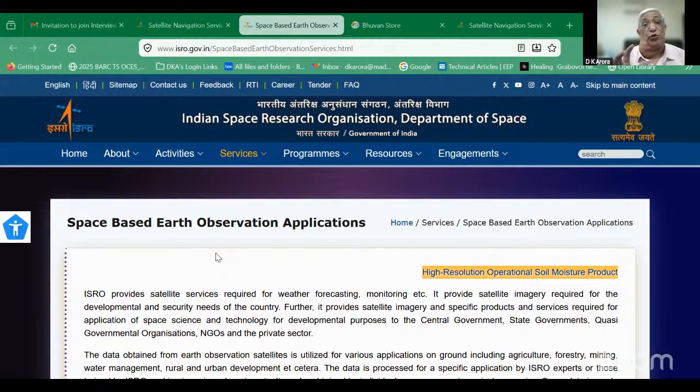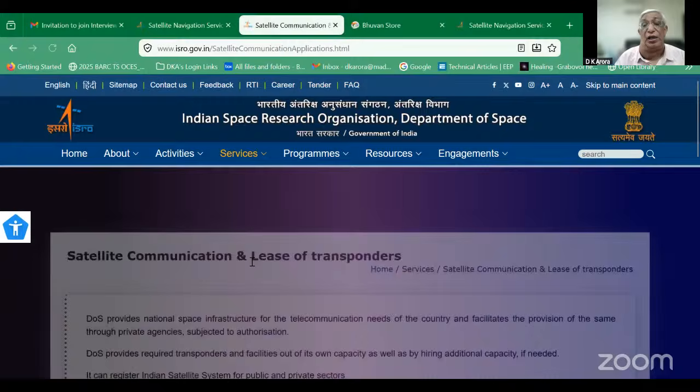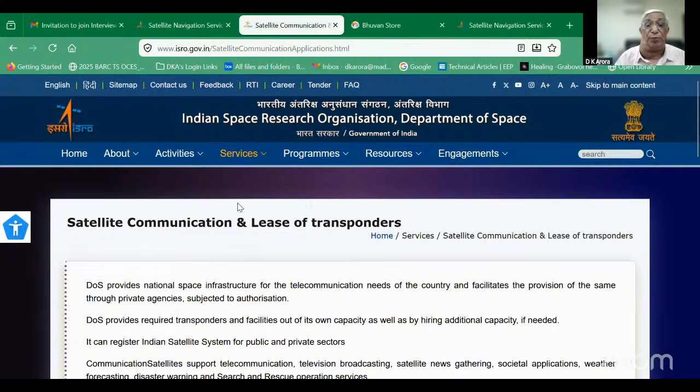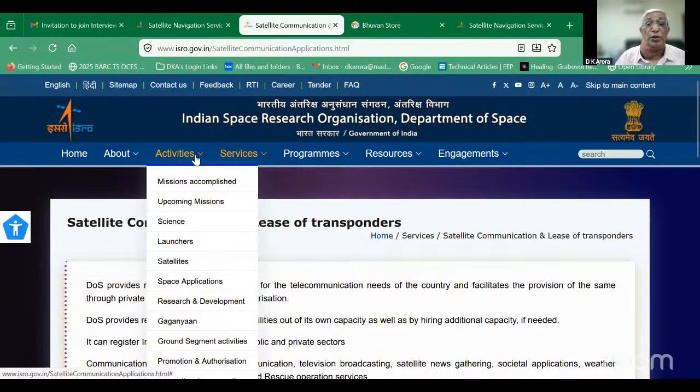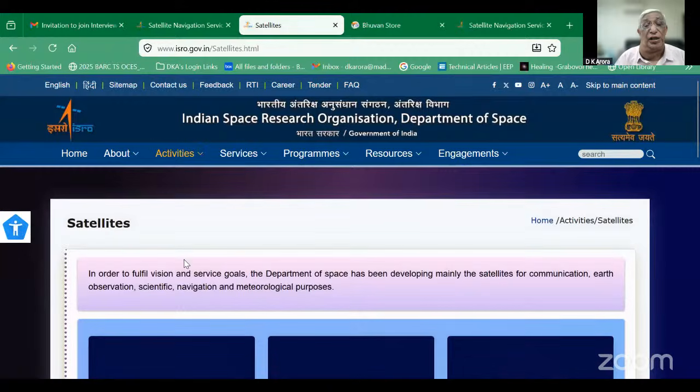The website of ISRO, when you visit, you will notice that there are different tabs. Under the head services, it is giving a list of the services which are being rendered by ISRO. You can go into a little bit of details of each of them. Satellite communication and lease of transponders is one of the activities of Department of Space, which is done through ISRO. Then activities, missions, upcoming missions, launchers, satellites, all these are clearly related to information about ISRO.